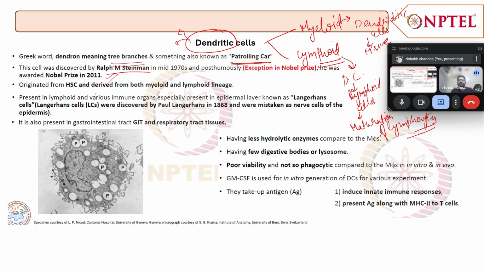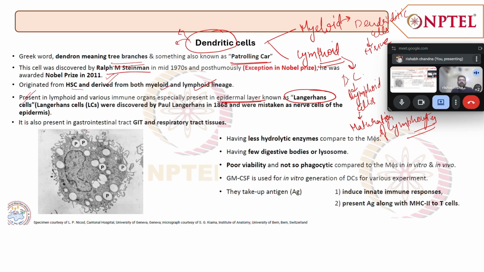They originate from hematopoietic stem cells of both myeloid and lymphoid lineage, as I discussed, and are present in lymphoid and various immune organs, especially in the epidermal layer. In the epidermal layer, we have certain phagocytic cells called Langerhans cells. These Langerhans cells are also derived from the dendritic cells.